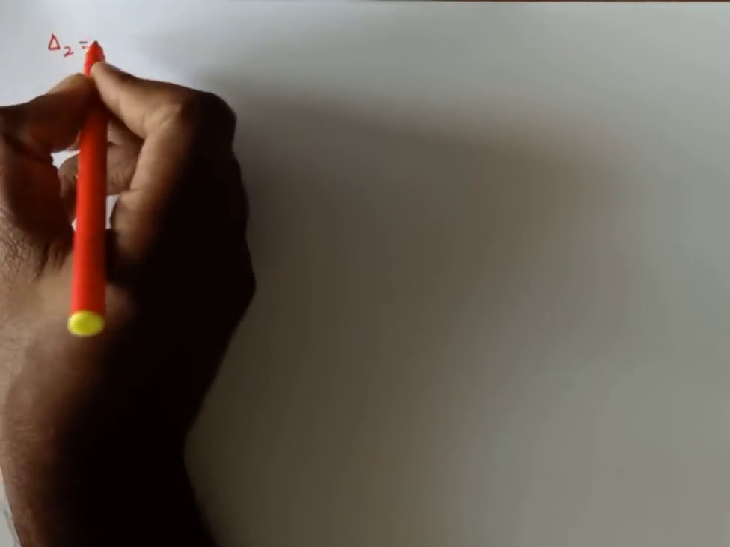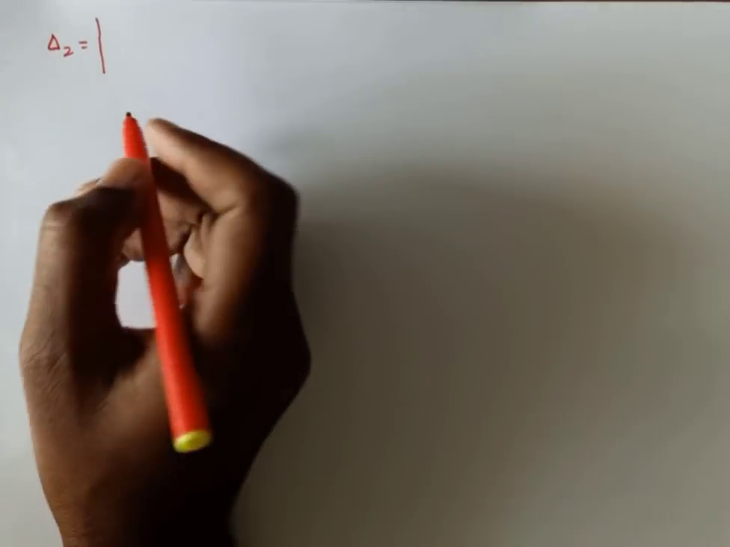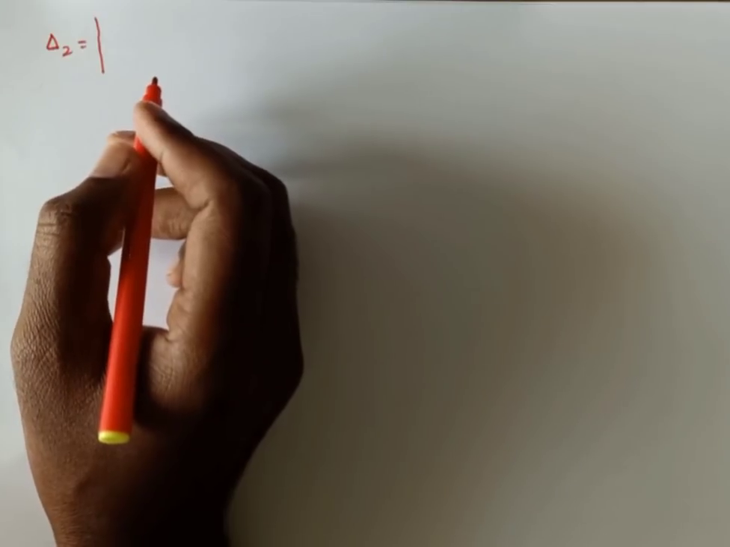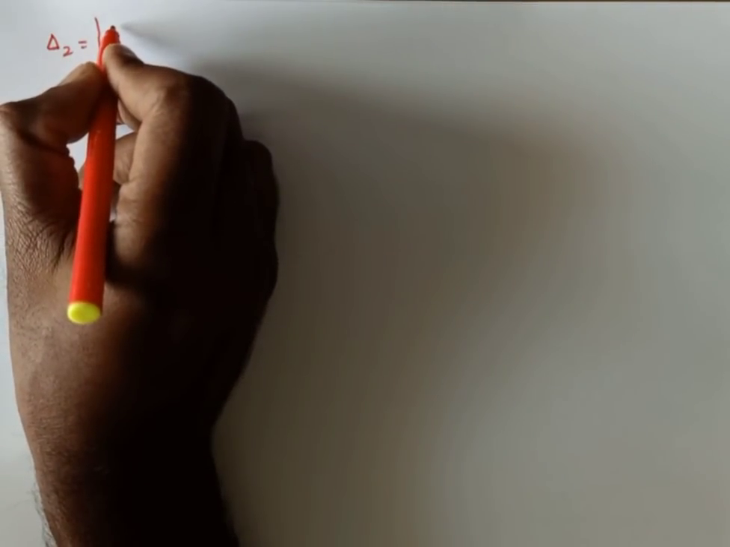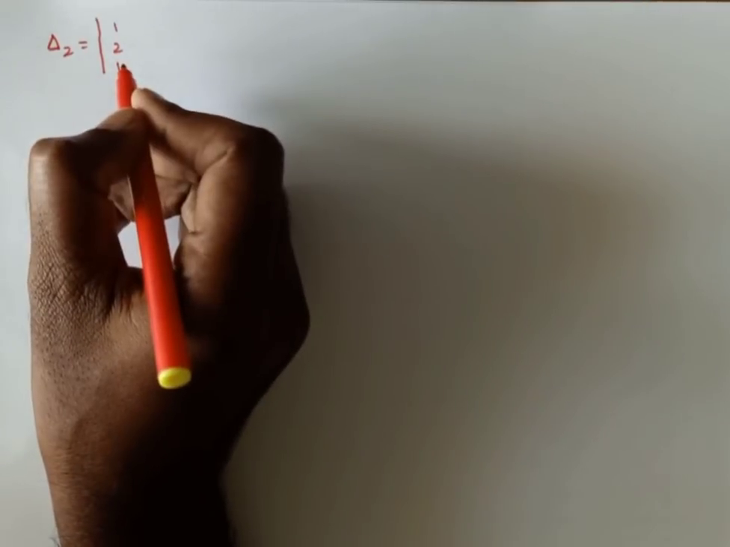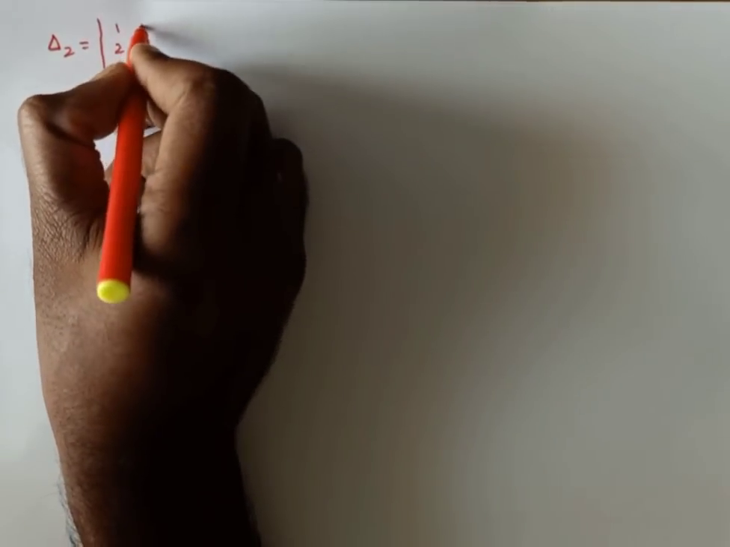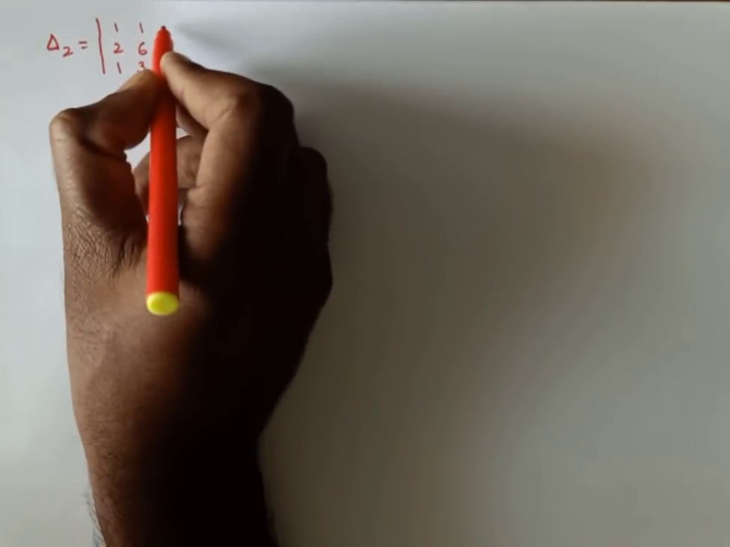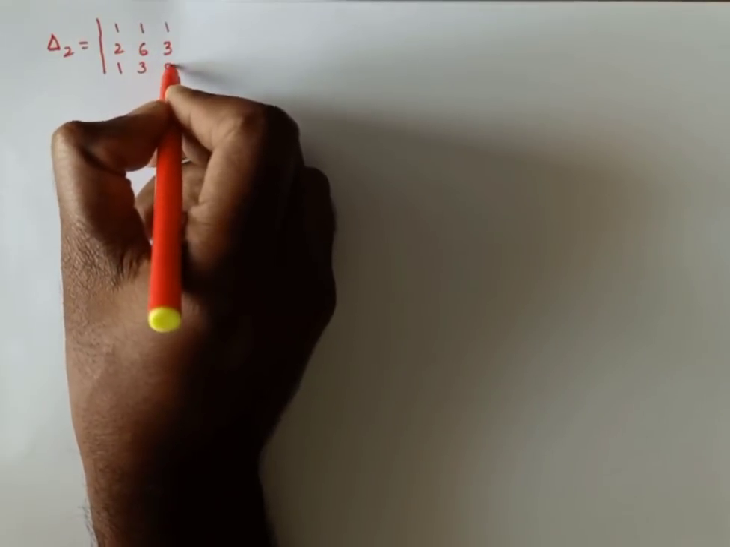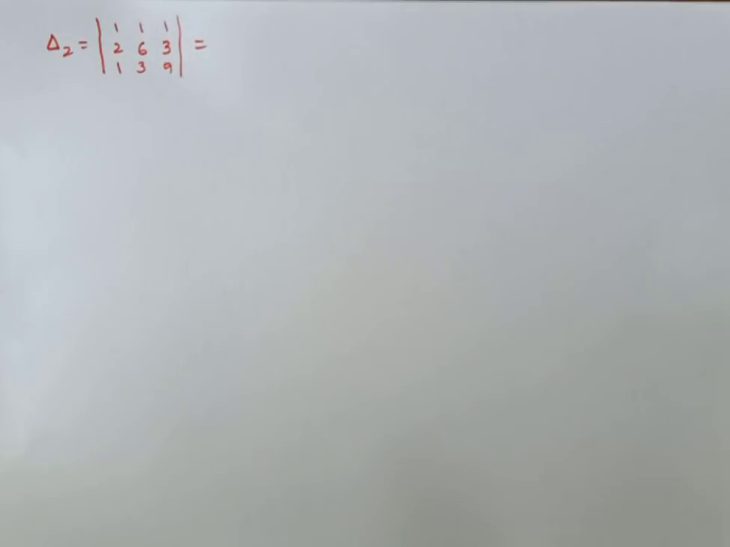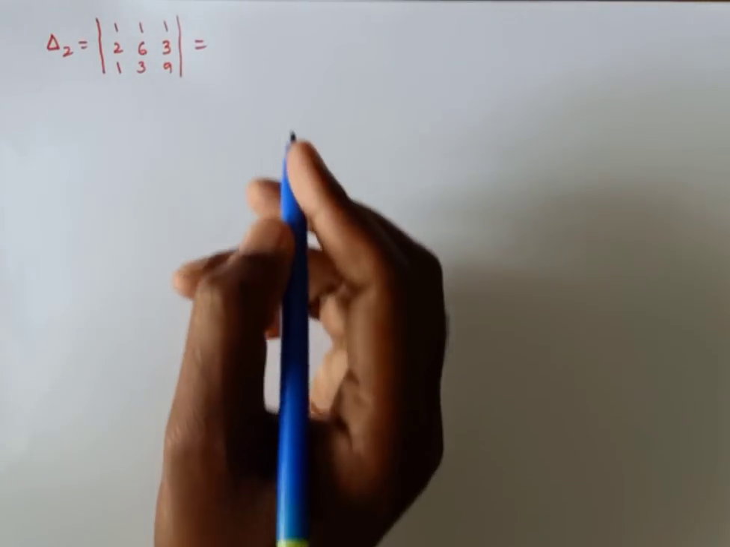Next, delta 2. How do we get delta 2? By replacing the second column of the matrix A with the constant matrix. So there is no change in the first and third columns. The first column is as it is, 1, 2, 1, then the second column is replaced with the constants, and the third column is 1, 3, 9 as it is. Now this is how to evaluate the determinant of a 3 by 3 matrix.